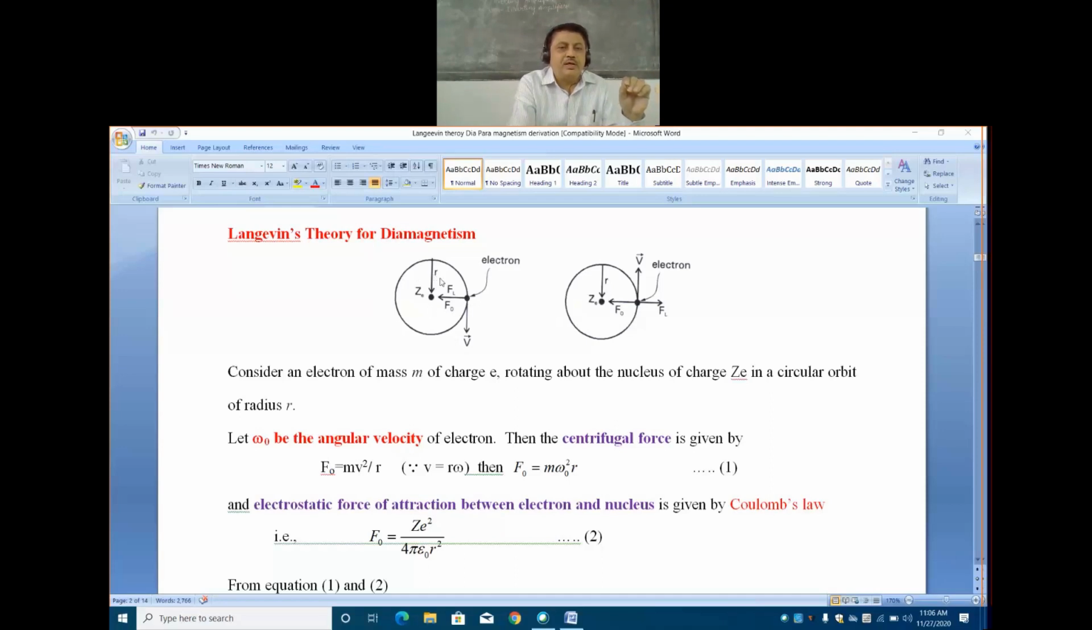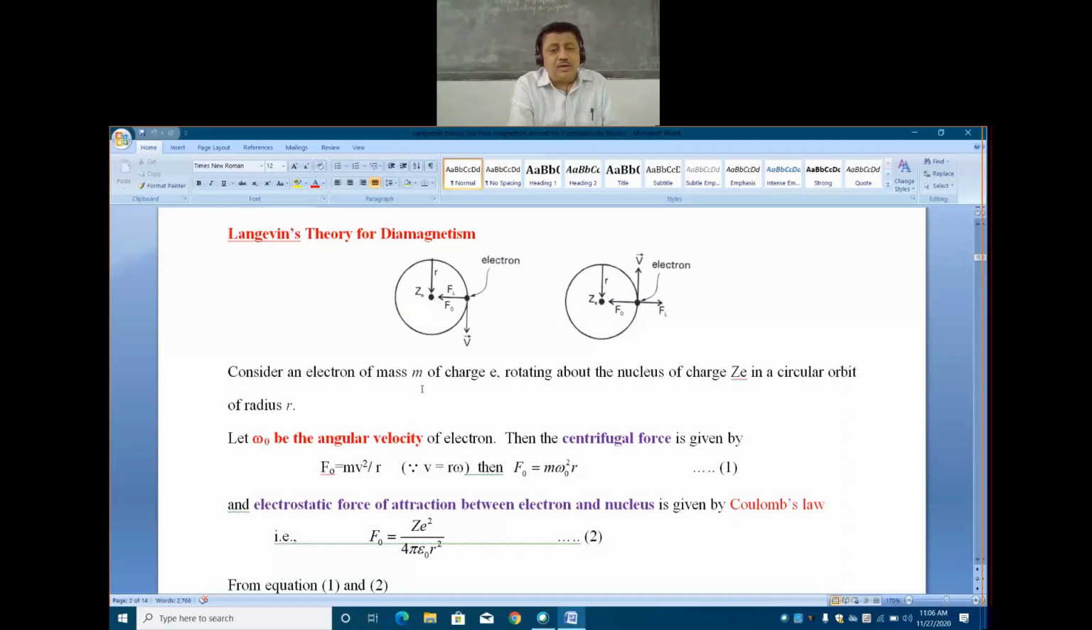The orbit has radius r, and this electron of mass m and charge e is rotating about the nucleus Ze in an orbit of radius r. Once it rotates, the electron will have an angular velocity, that is omega naught, which is the angular velocity with which it is revolving.